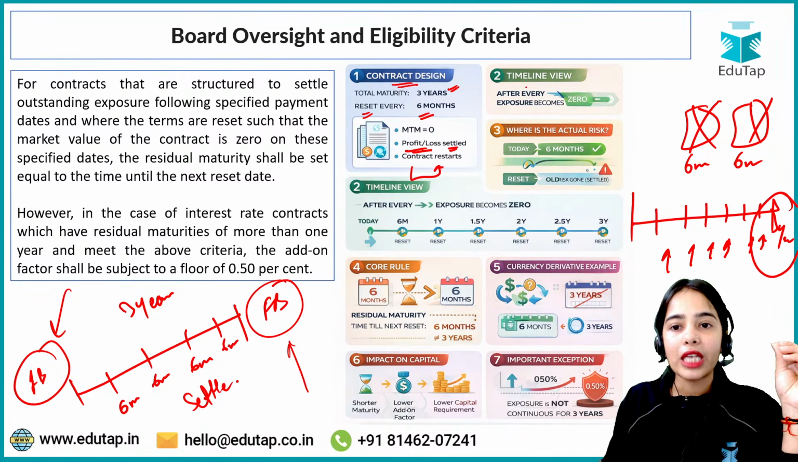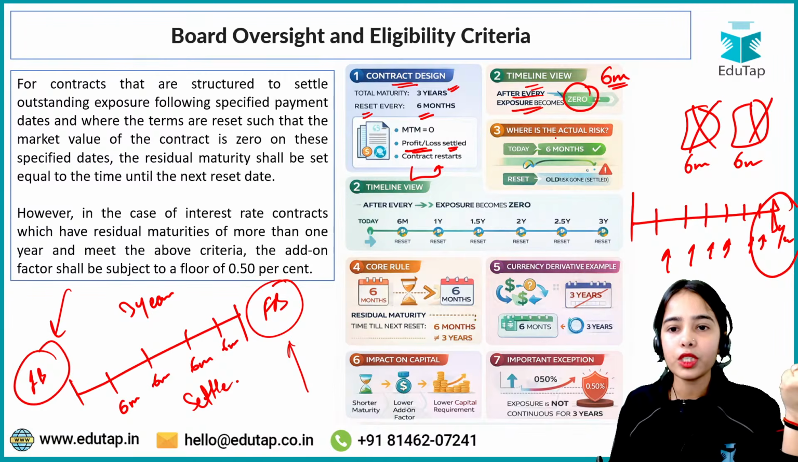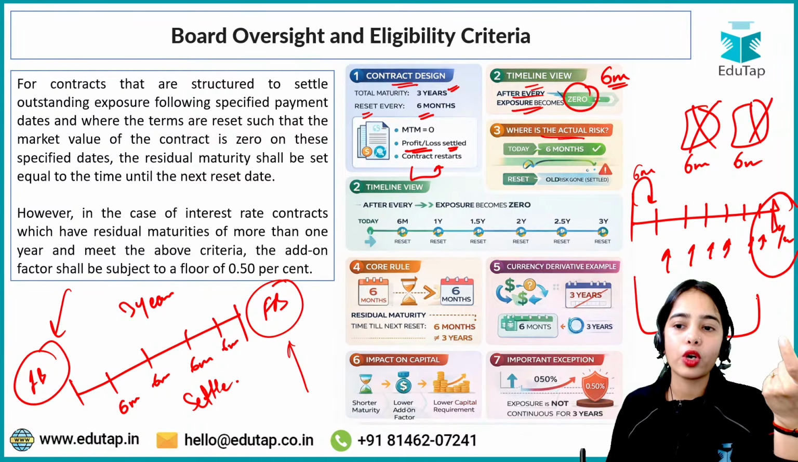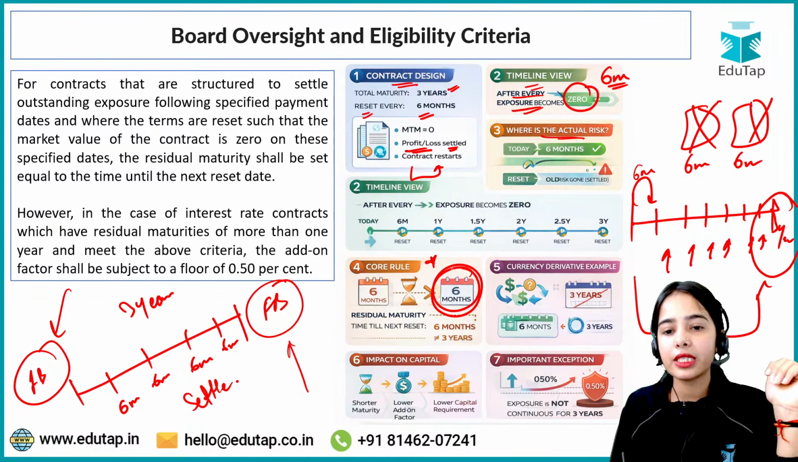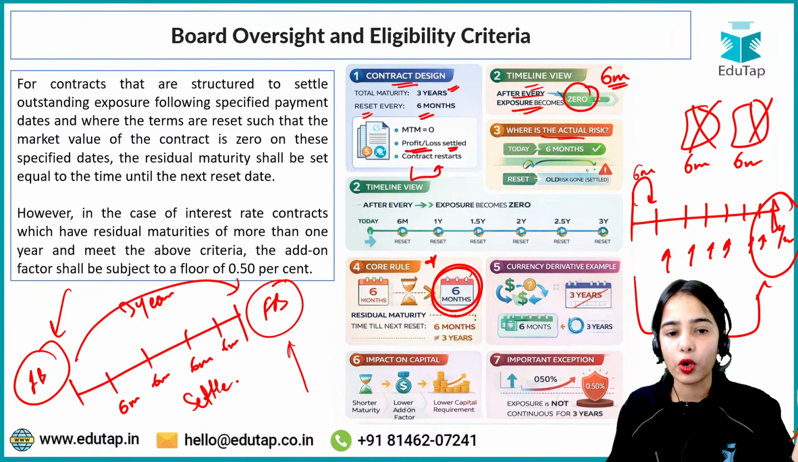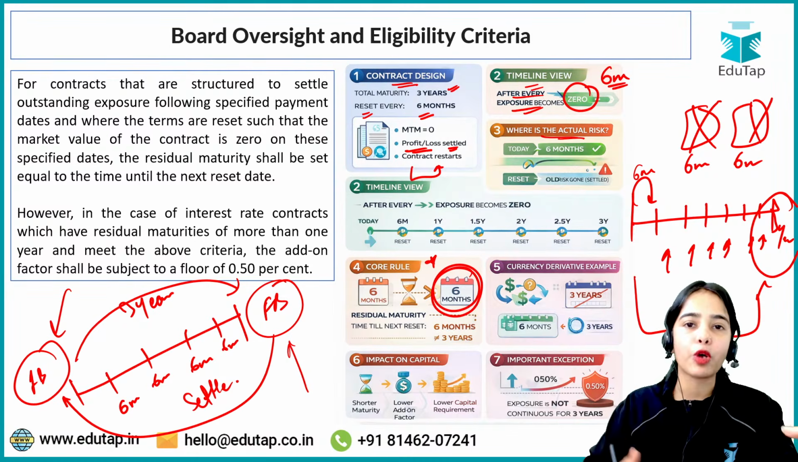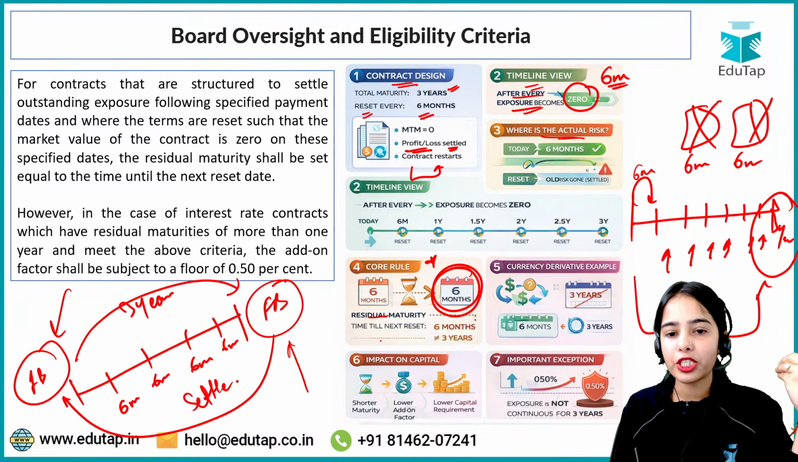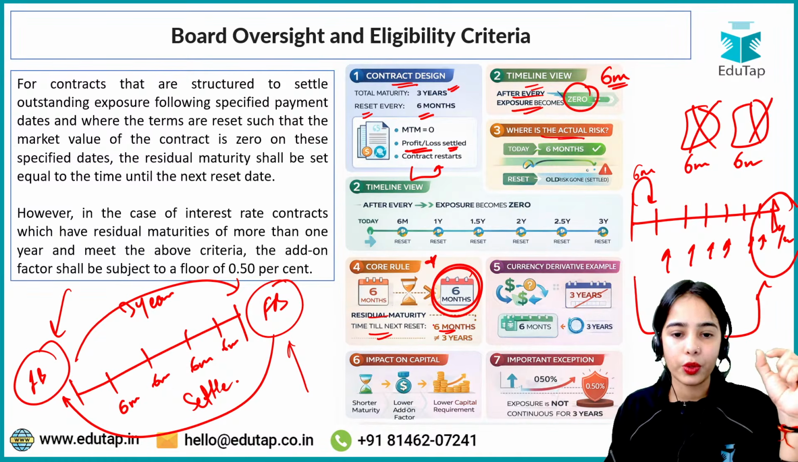Okay. So the timeline is such that after every 6 months the exposure of the banks becomes zero. So where is the actual risk? The actual risk is only for the 6-month time period rather than for the total 3 years. So this is the basic idea. The core rule is that after every 6 months the exposure will be settled, the profit and loss will be settled between the Indian bank and the foreign bank, so that this long-term contract does not become a problem for a particular bank. Okay. So residual maturity: basically the maturity is 6 months, but the final maturity is 3 years. Okay. So this is the idea.